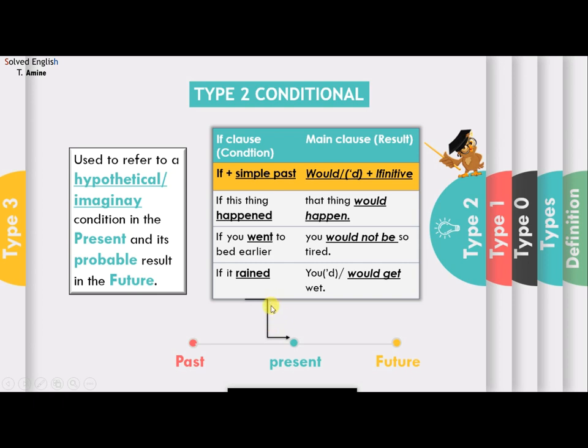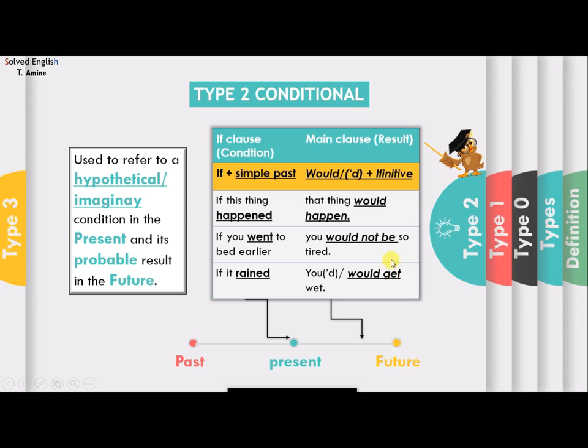But we didn't use the present because it is just imaginary. It's not real. It's in the present, but it's imaginary. That's why we use the simple past. For the result clause, we use would because it's in the future, but it is not real. It's just an imaginary result. So both the condition and the result are imaginary and unreal.